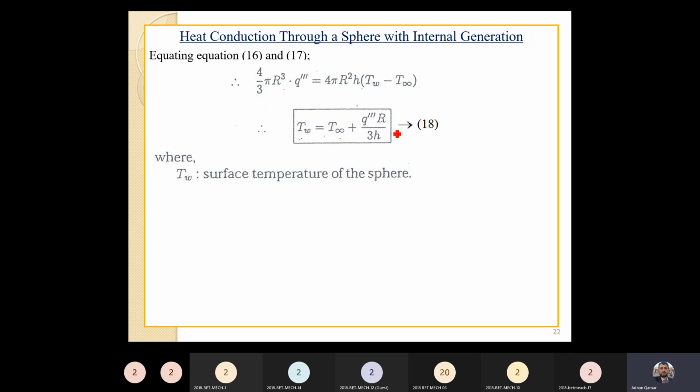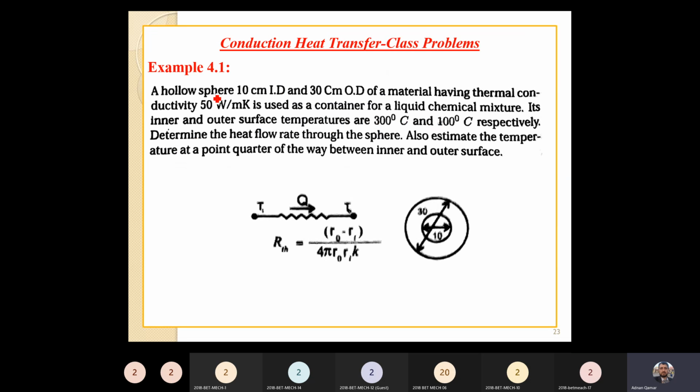So this was all about heat generation within a sphere. We have studied the general heat conduction equation. We have studied the two cases. First case is without internal generation, and second case is with internal generation. So we have some numerical problems here. In a similar manner we have discussed for the cylinder and Cartesian coordinate system. These are very simple. We will just quickly go through these.